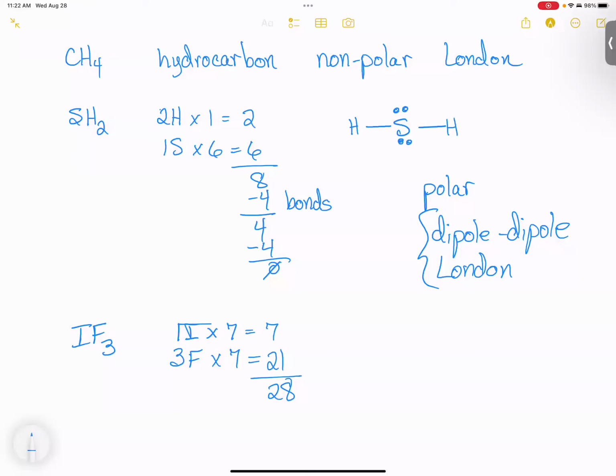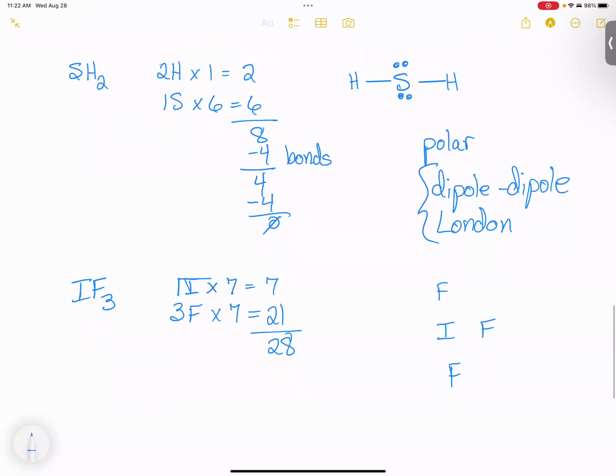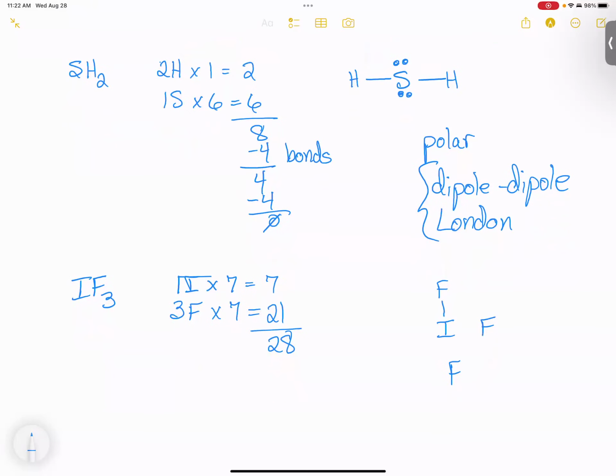The first element listed is going to be your central atom, around which you're going to place the other elements. You draw a single bond between the outer atoms and the central atom, and then you subtract 2 for each bond you draw. We drew 3 bonds. 3 times 2 is 6, so we'll subtract out 6 due to our bonds. That leaves us 22 left to go.